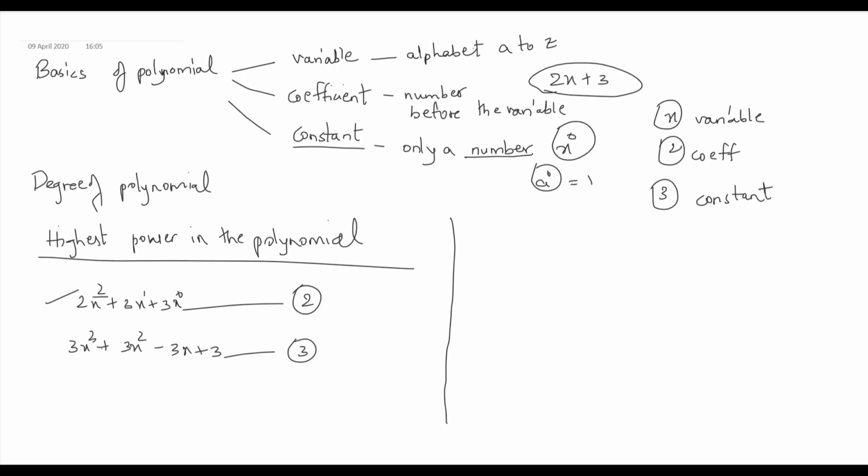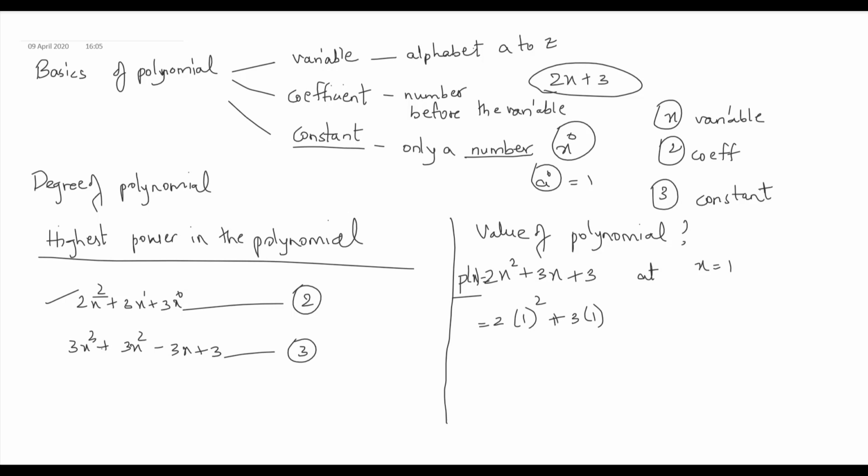Then we also learnt the value of a polynomial, how to find the value of a polynomial. Find the value of polynomial 2x square plus 3x plus 3 at x equal to 1. Given p of x, naming the polynomial is important. We can put anything like p of x, q of x, g of x, r of x, but this is how we have to name. So finding the value, in the place of x we substitute 1: 2 into 1 square is 2, plus 3 plus 3, which gives us 8.